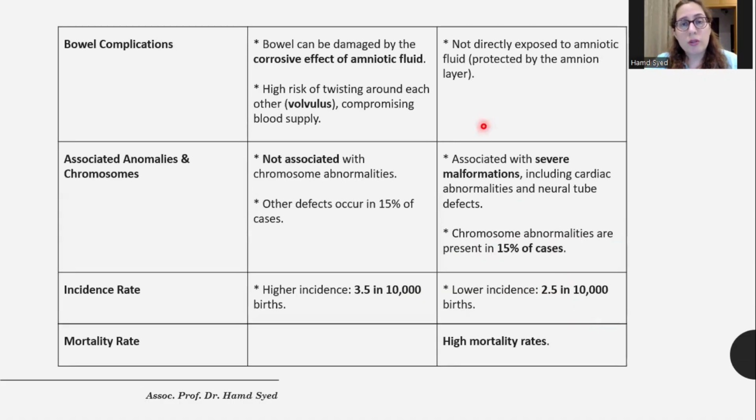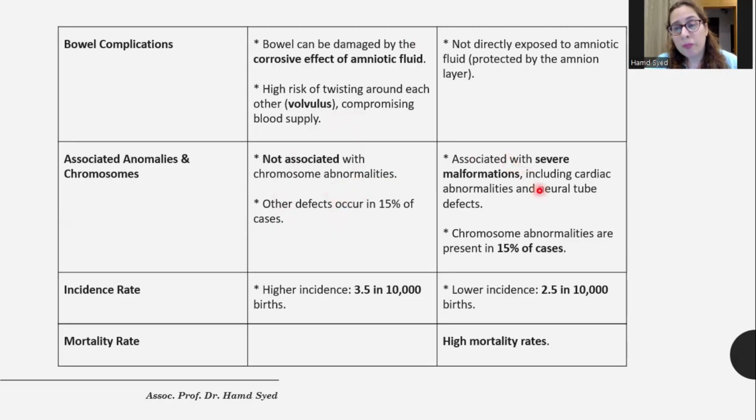So the complications because of exposure to amniotic fluid that can occur in case of gastroschisis are that the bowel can be damaged by the corrosive effect of amniotic fluid, and also there's a high risk of volvulus, that's the twisting of the intestinal loops compromising blood supply. And remember, in gastroschisis, other defects can occur, but it is usually not associated with chromosomal abnormalities.